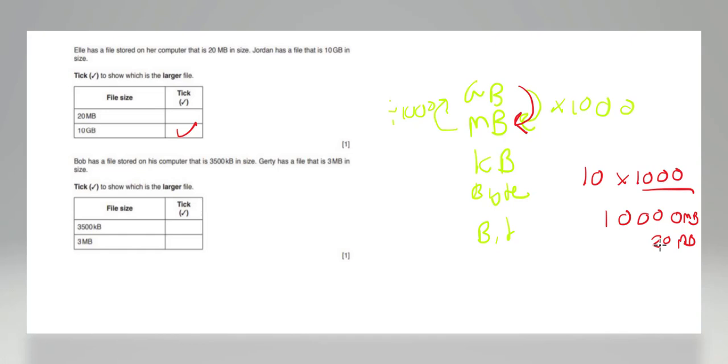This one, we've got 3,500 kilobytes, and we've got 3 megabytes. So we've got megabytes here, we've got kilobytes here, and what I'm going to do is turn megabytes into kilobytes. So if we've got 3,500 kilobytes and we've got 3 megabytes, we're going to turn it into kilobytes now. So to turn it into kilobytes, we times it by 1,000. You can see that actually 3,500 kilobytes is more than 3 megabytes.